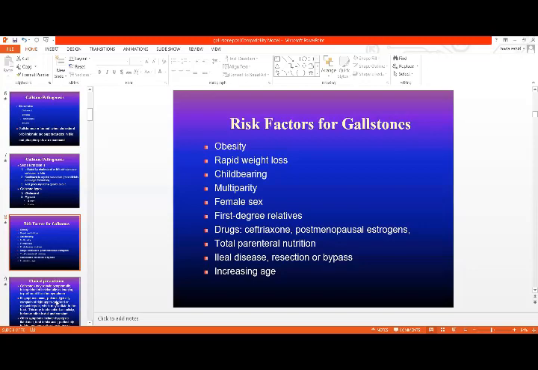Risk of gallstones increases with increasing age, people do get them with increasing age. These are the risk factors. Majority are overweight, obese females, with relatives affected, and somebody on estrogen or some ileal disease, they get gallstone problem.